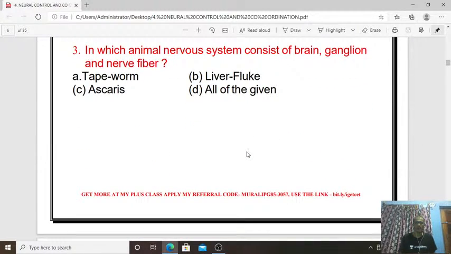Third, in which animal does the nervous system consist of brain, ganglion and nerve fibers? That is Ascaris. In the intestinal roundworm belonging to Aschelminthes, we can observe a nervous structure with a nerve ring or brain, ganglion and nerve fibers. So Ascaris is the right answer.